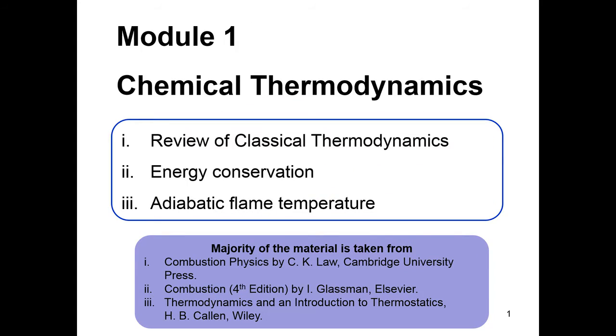So, welcome back. As we discussed in the introduction, our module 1 will cover topics of chemical thermodynamics, okay, and here we will basically review some parts of classical thermodynamics. We will go into energy conservation, and using energy conservation we will show how adiabatic flame temperature can be obtained.